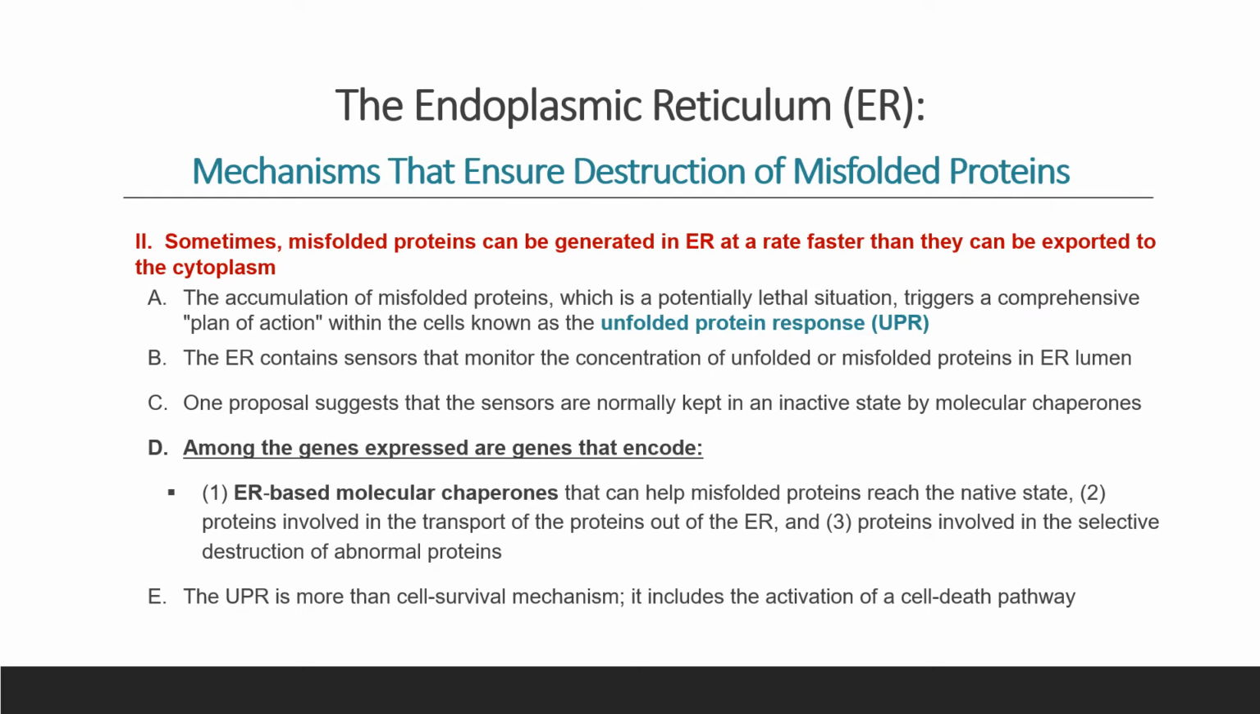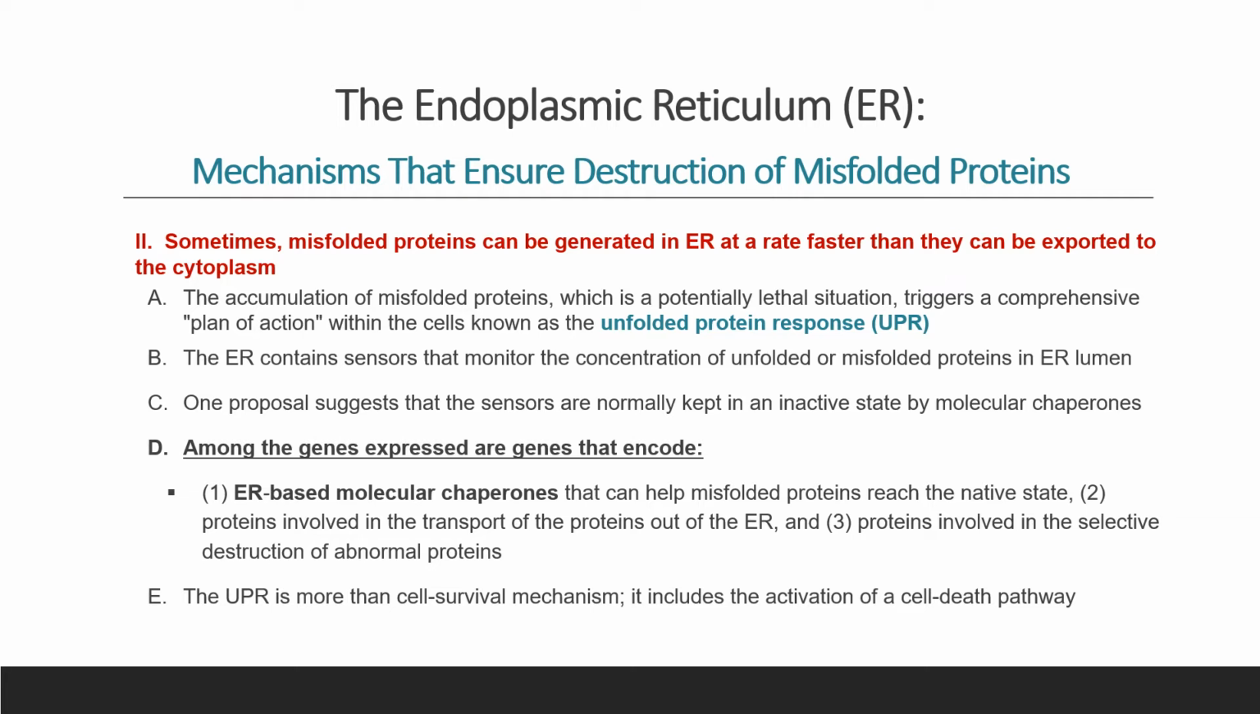So sometimes misfolded proteins can be generated in the ER at a rate faster than they can be exported to the cytoplasm. The accumulation of misfolded proteins, which is a potentially lethal situation, triggers a comprehensive plan of action within the cells known as the unfolded protein response, or UPR. The ER contains sensors that monitor the concentration of unfolded or misfolded proteins in the ER lumen, and one proposal suggests that the sensors are normally kept in an inactive state by molecular chaperones.